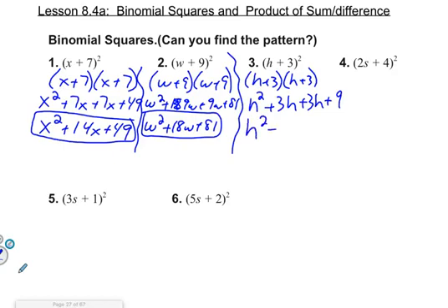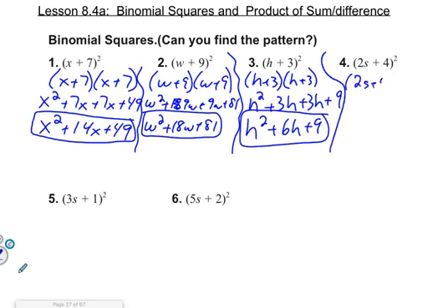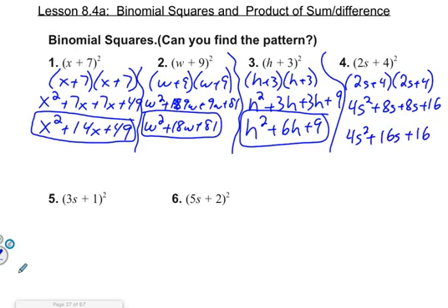h to the second plus 6h plus 9. Aiden? 2s plus 4. Okay, go ahead. 2s. What's 2 times 2? 4s. Okay. Plus 8s. Plus 8s. Plus 16. Okay, so then we get 4s to the second plus 16s plus 16.